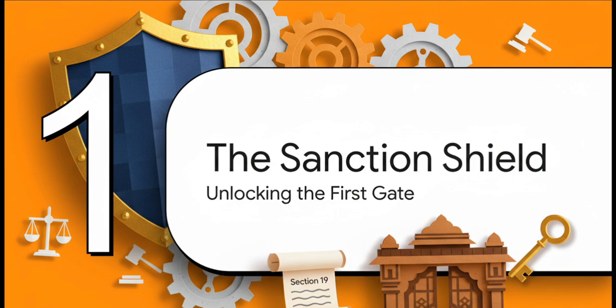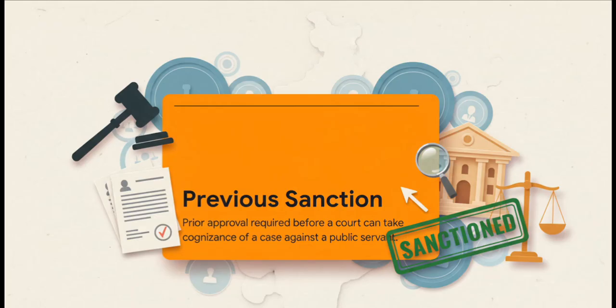Now, for any of you studying corruption law, Section 19 of the Act is your cornerstone. It sets up this huge barrier that every single case has to clear before it can even get started. It's called the previous sanction requirement. So what on earth is a previous sanction? Well, in legal speak, it means a court cannot take cognizance of a case. In plain English, the judge can't even formally acknowledge the case exists. They can't look at the file, they can't hear evidence, nothing, until the government or the official's boss gives the green light to prosecute. It is an absolute mandatory first step.